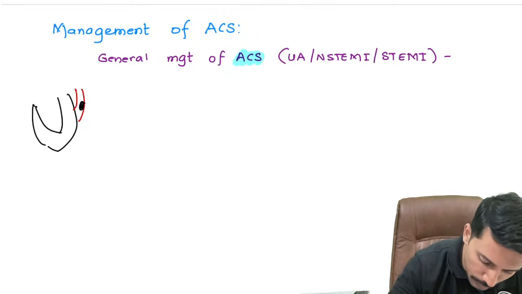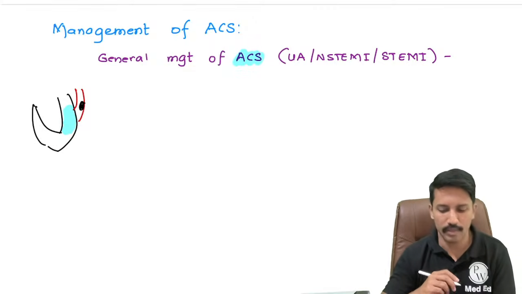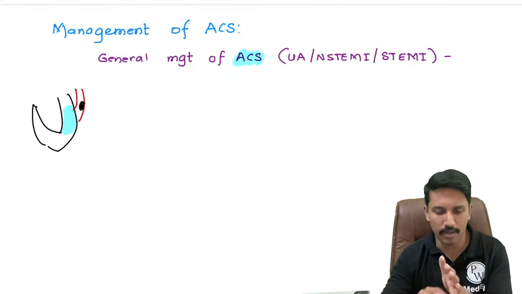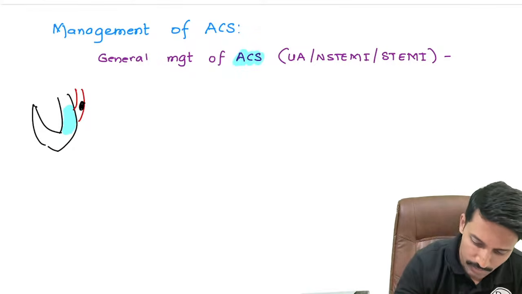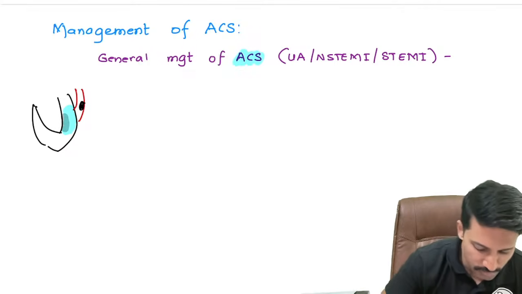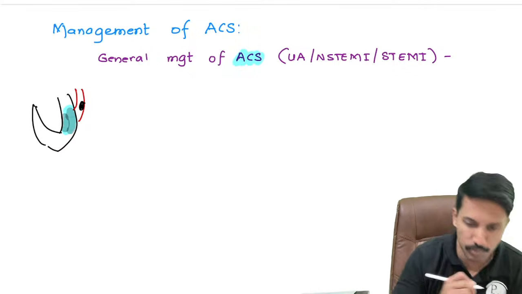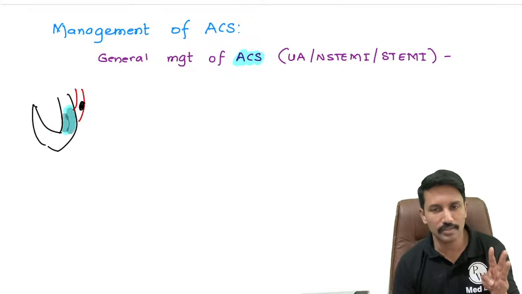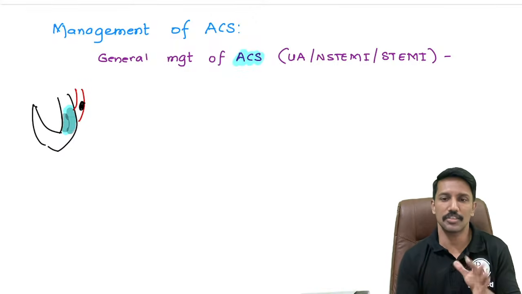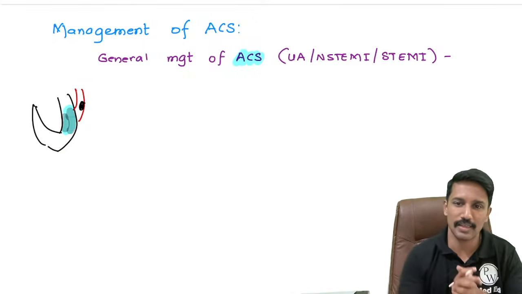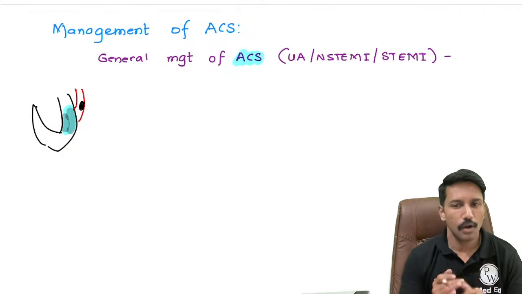And because of that, some part of your myocardium is not getting blood supply. In unstable angina, it is not dead. In the NSTEMI, subendocardial infarction, in STEMI, transmural infarction. But in all the 3 circumstances, there is critical ischemia and the blood flow needs to be re-established. Okay. How do we do that?